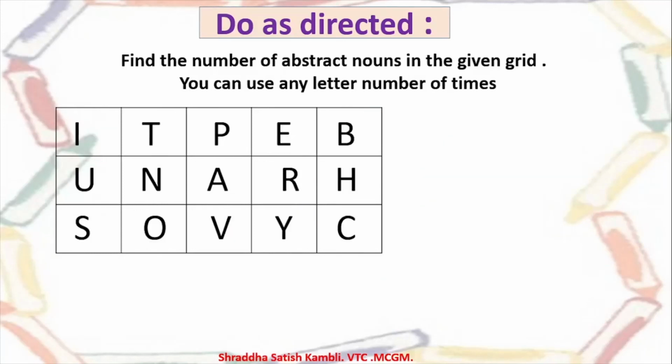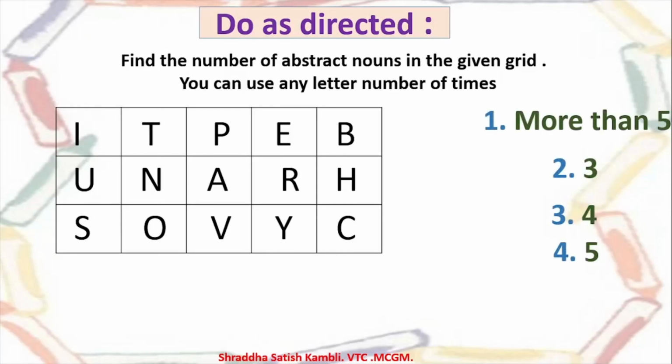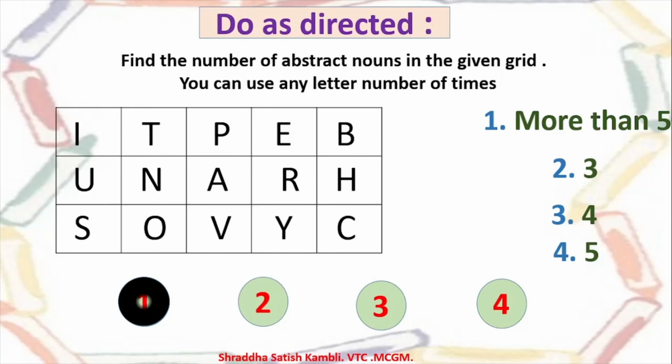Let's go to the last example for today. Okay, find the number of abstract nouns in the given grid. You can use any letter any number of times. Let us take a look at the options. So you can find more than 5 abstract nouns, you can find 3 abstract nouns, you can find 4 abstract nouns or 5 abstract nouns. So 1, 2, 3 or 4. Which is the correct answer? It is option number 1, more than 5.